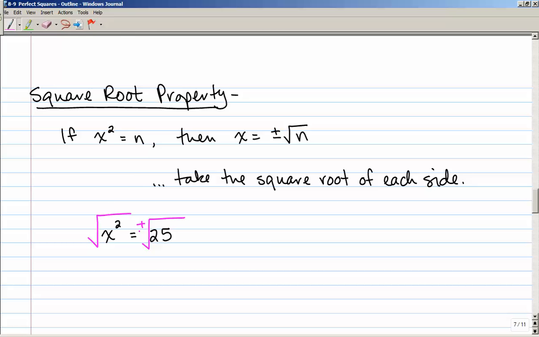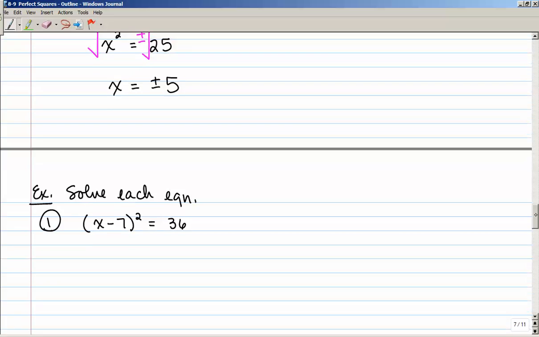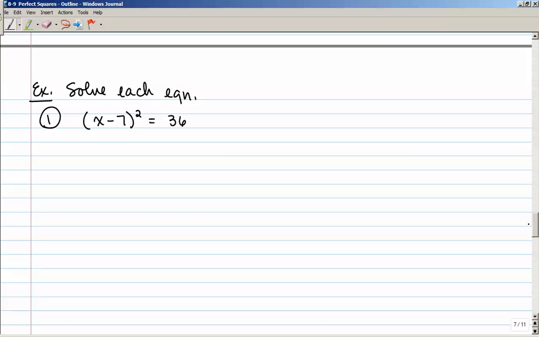And this has to become a plus or minus because remember, there are going to be 2 answers here, and I'll show you why in just a minute. Now it's almost as though over here, the squared and the square root cancel each other out. So that leaves me with x equals plus or minus 5. Now, does this make sense? So that means x is a positive 5 or x is a negative 5. Is 5 times 5 25? Indeed it is. Is negative 5 times negative 5 25? Indeed it is.